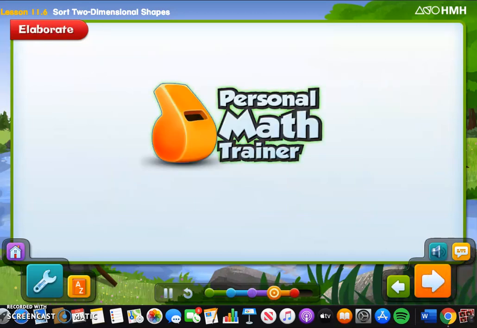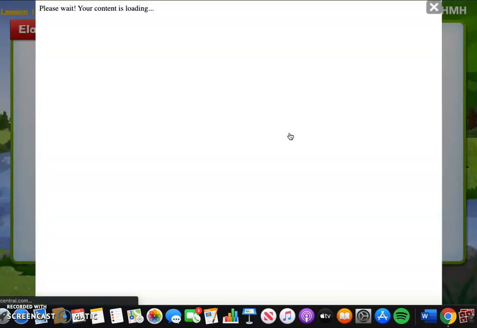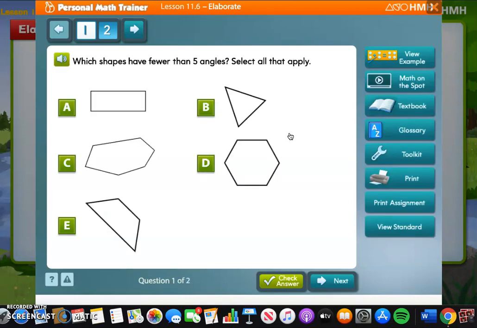Now let's practice with the personal math trainer. Okay, so number 1 says, which shapes have fewer than 5 angles? Select all that apply. So remember, there's been a couple of problems on our math homework that have told us to select all that apply. That means that there's more than one answer. So really you got to look through each option to see if it applies to what they're asking you to find. So again, in this case, they're asking us to find which shapes have fewer than 5 angles.